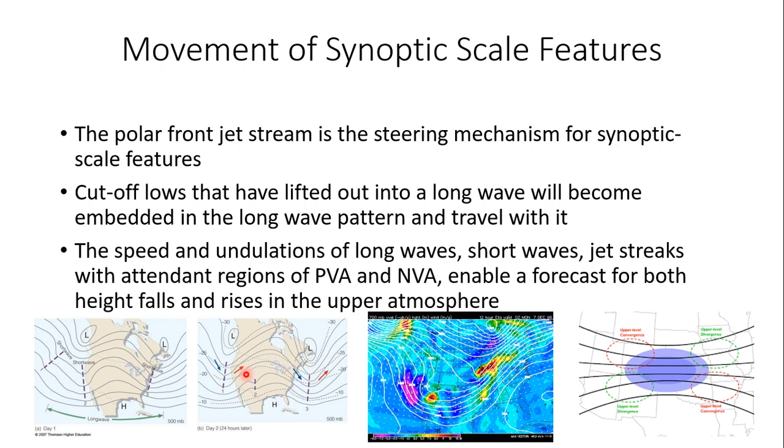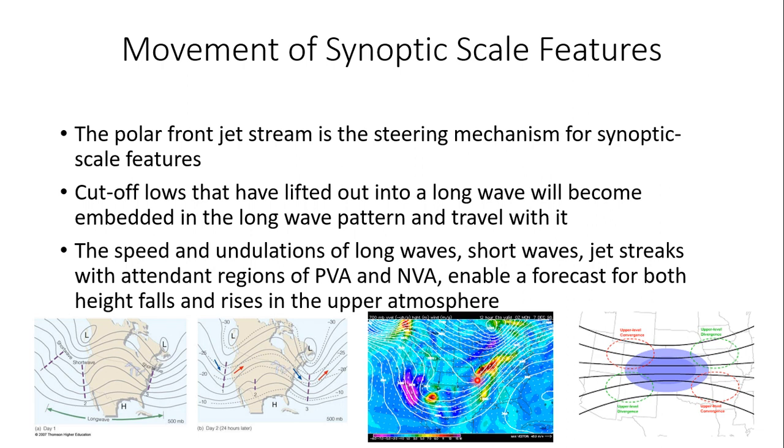Here are a couple graphics I'm showing at the bottom of this slide. The first pair here on the left indicates that long wave pattern. These solid lines are the height contours. The dashed lines indicate shortwave troughs. We have a shortwave ridge over the central U.S. up into central Canada and Hudson Bay. We have these little shortwave disturbances that propagate through this long wave pattern. The polar front jet stream is that steering mechanism to guide these little disturbances.